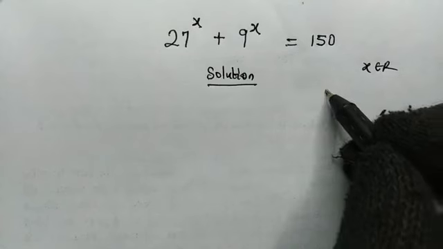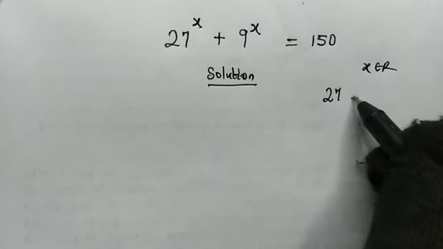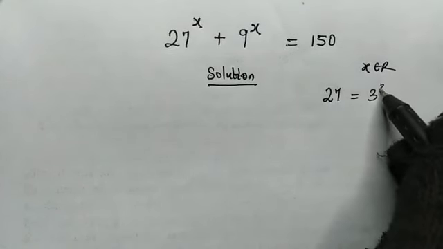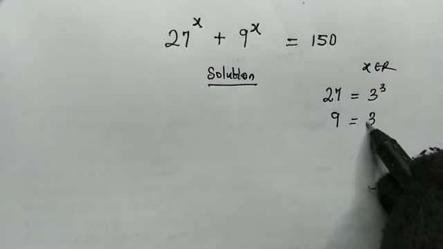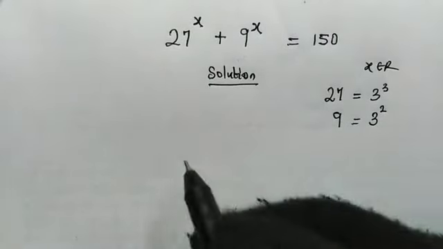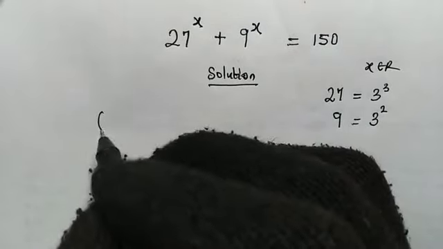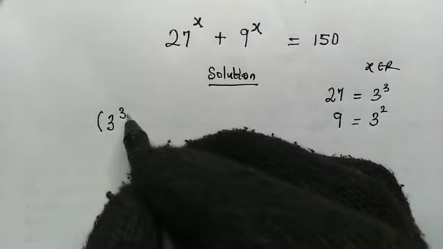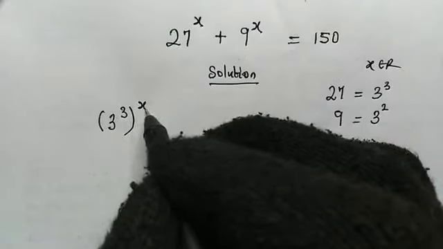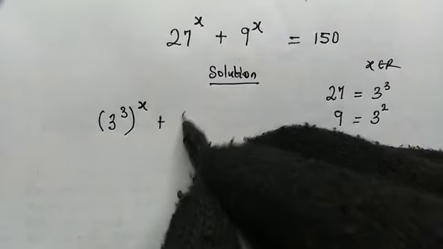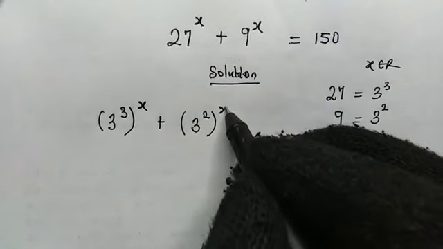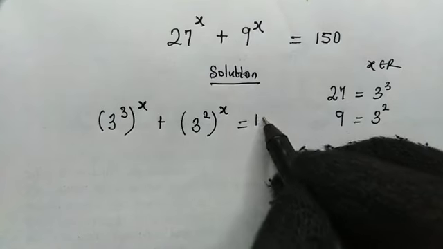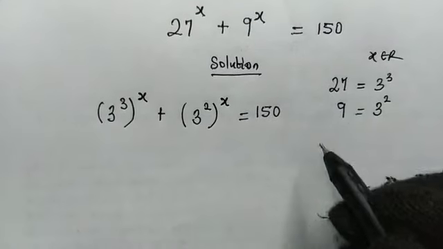Before we proceed, take note of this. 27 can be expressed in index power of 3 as 3 to the power of 3, and 9 can be expressed in index power of 3 as 3 to the power of 2. So here, the base will become 3 to the power of 3, then raised to the power of x, plus 3 to the power of 2, then raised to the power of x, and this is equal to 150.